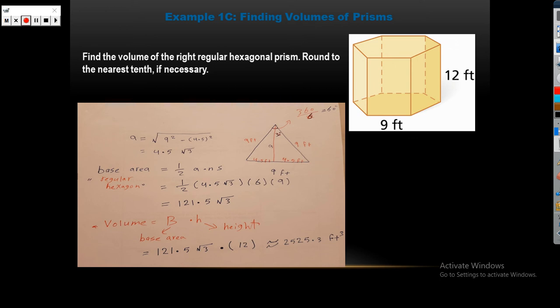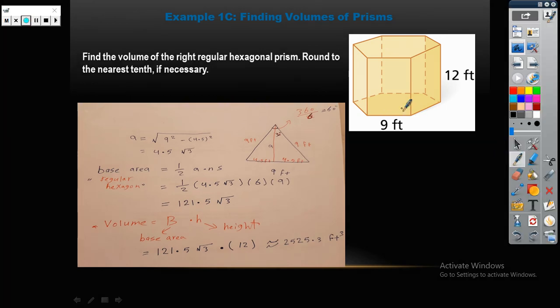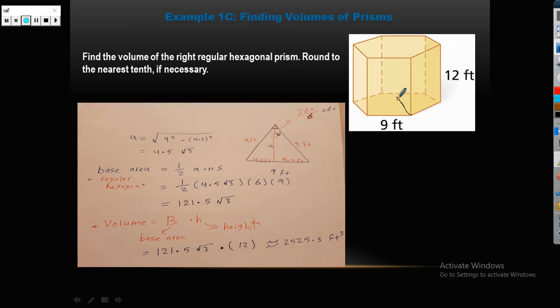Okay, find the volume of the right regular hexagonal prism. So first I need to draw this triangle. Okay, then I need to find A, which is the apothem. Okay, so this triangle is this part in the hexagon. So I just took one triangle from the hexagon, okay? And I need to find A, the apothem.